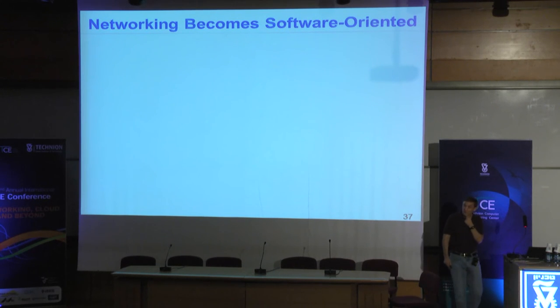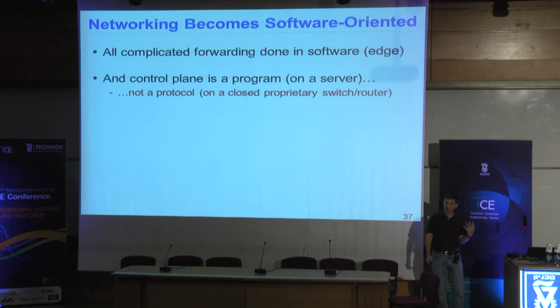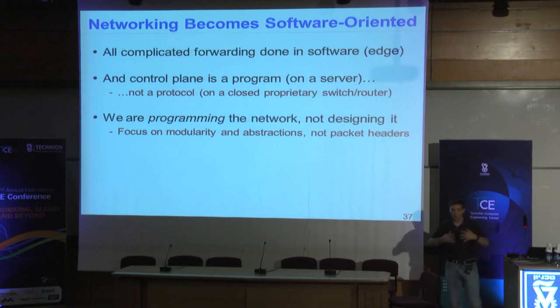The second big change is that networking is becoming software-oriented. All the complicated forwarding I just described is being done in an edge software switch. The control plane itself is a program running on a server, not some code running on a proprietary box. So we are now programming the network. We're not designing it. What I mean by that is typically when we talk about designing the network, we'd sit down really hard, we'd figure out what the packet headers would look like and what the ASICs would have to do, and then that would stay constant for somewhere between 5 and 30 years.